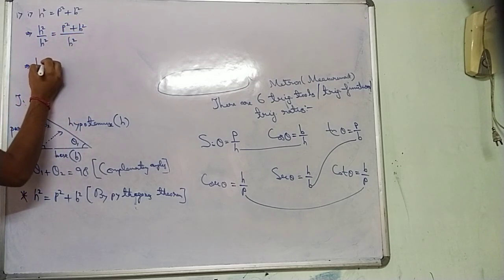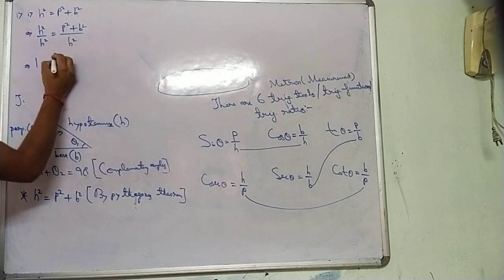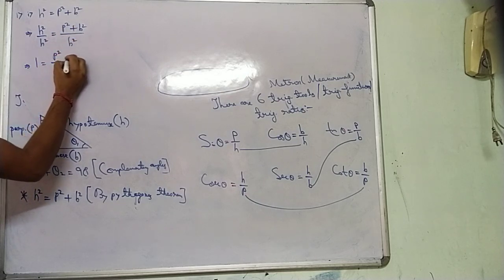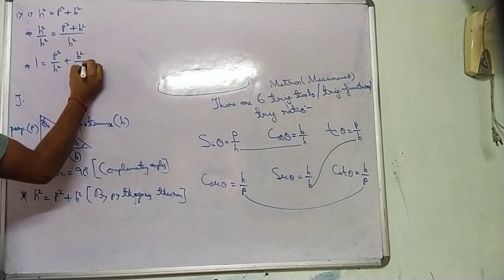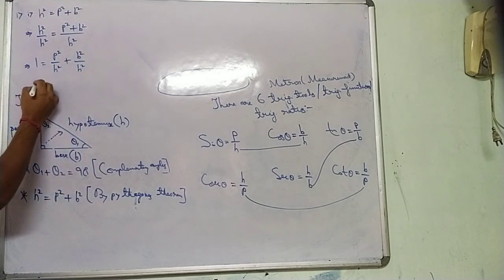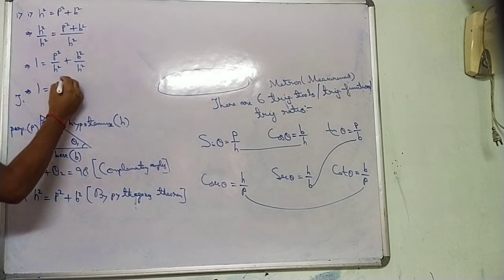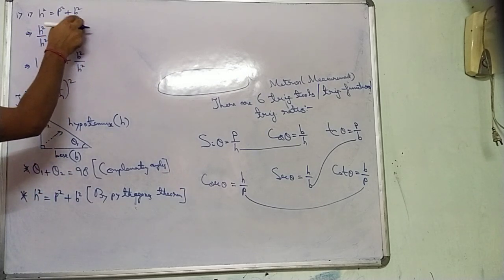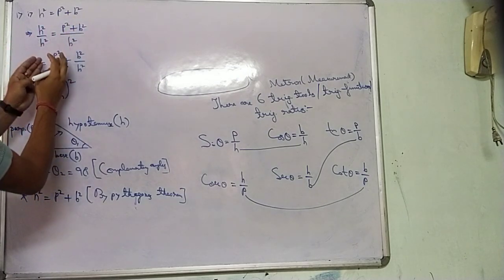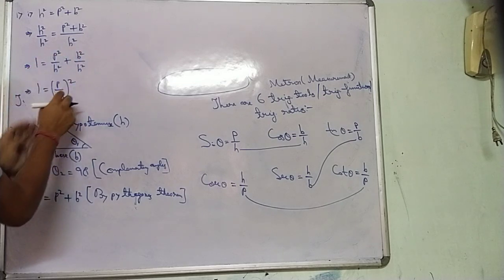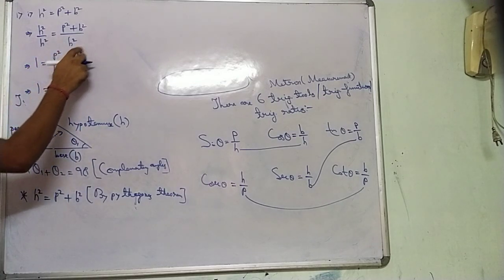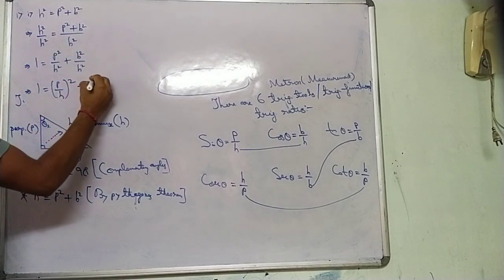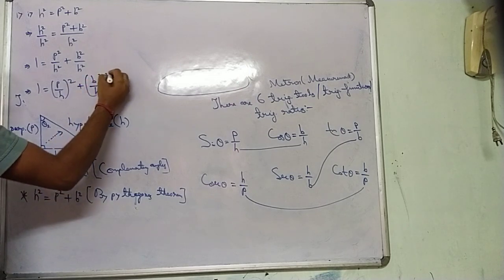Not by h square, but if I break this, I will get p square by h square plus b square by h square. That is p by h whole square. Means what I have done? This is a total fraction. As I have expressed this total fraction as two simple fractions, that is p square by h square plus b square by h square. We can write this as b by h whole square.